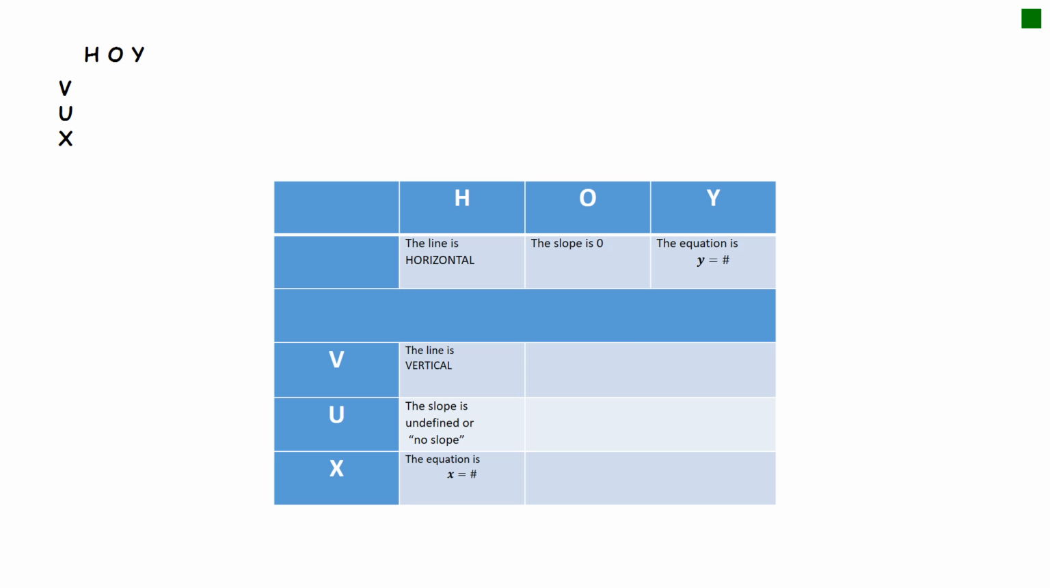Okay, and a way to help remember that is this little Hoy-Vux graphic. So if this is what you write on your paper, Hoy, or you write Vux. You can write the whole thing if you want to write the whole thing down. Hoy means the line is horizontal, the slope is 0, and the equation is going to be y equals some number.